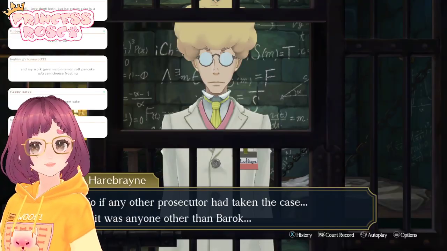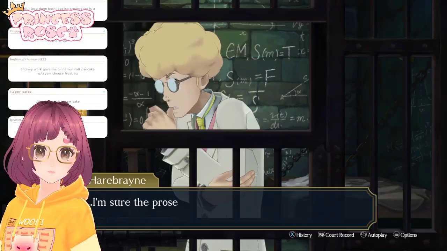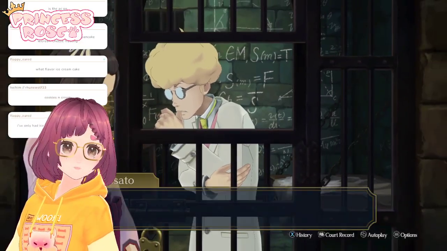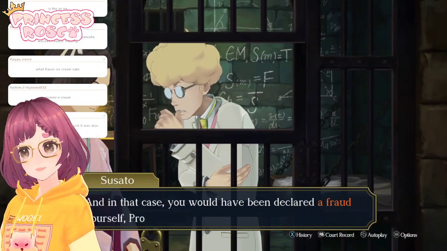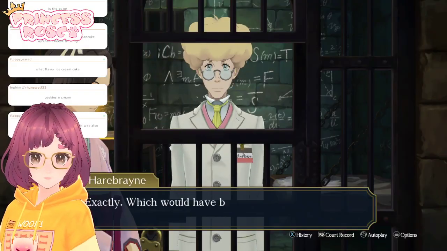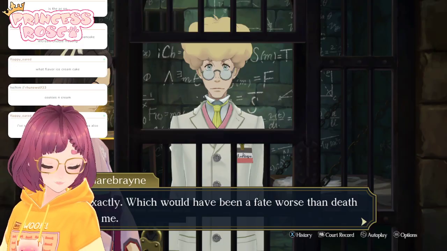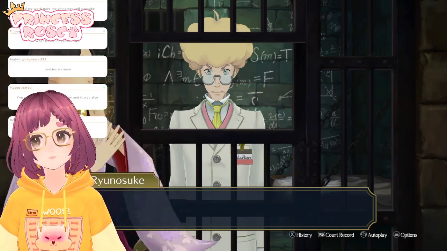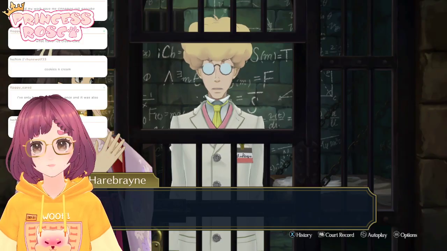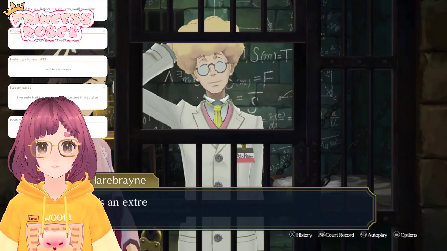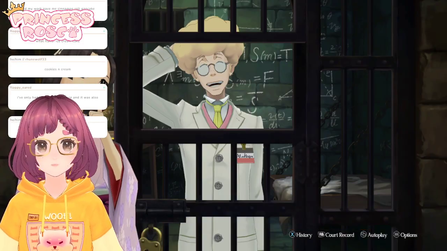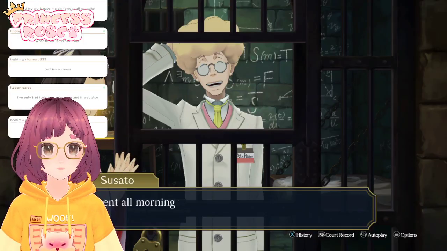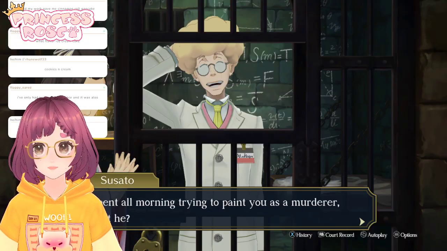So if any other prosecutor had taken the case, if it was anyone other than Barack, I'm sure the prosecution would have declared my hypothesis a complete and utter nonsense. And in that case, you would have been declared a fraud yourself, Professor. Exactly. Which would have been a fate worse than death for me. But Barack insisted that I was a proper man of science from start to finish. You think that's why he... I know him very well indeed. He's an extremely kind-hearted soul. But that extremely kind-hearted soul spent all morning trying to paint you as a murderer, didn't he?